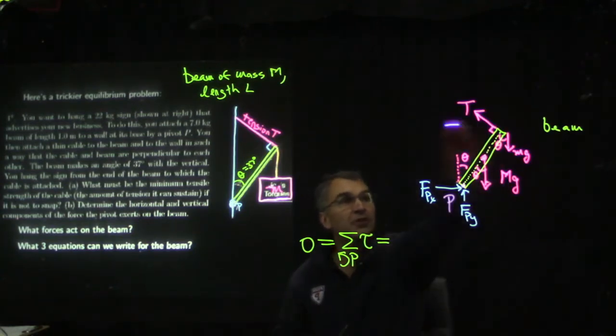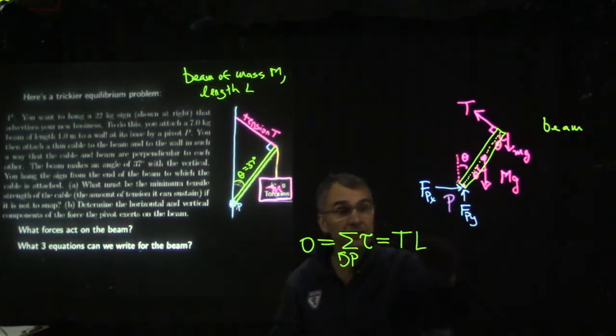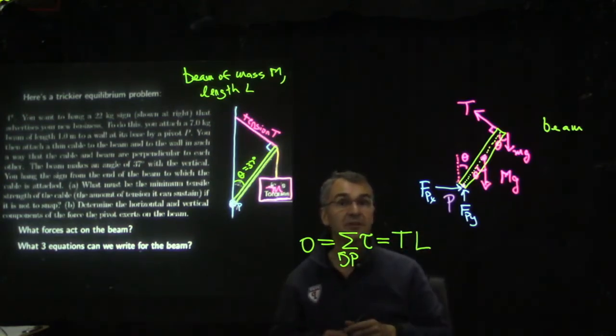The only force here that will give us a counterclockwise torque is the tension. Oh, now this is tricky. It's neither horizontal nor vertical. It's at some funny angle, but we know that the angle for this tension force is perpendicular to the beam axis. So therefore, the correct lever arm is the entire length of the beam.